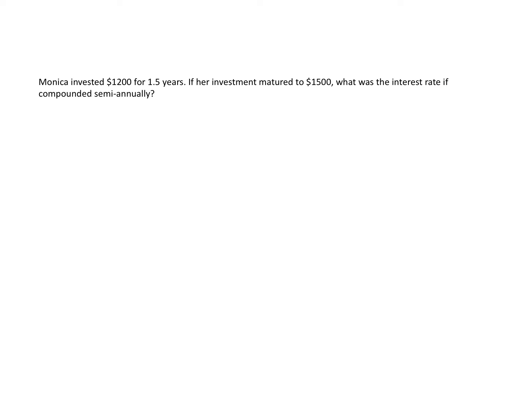Example 2. Monica's invested $1,200 and it matures to $1,500. She's invested for 1.5 years. Her money's been invested semi-annually, so we need to take the 1.5 times it by 2 to get 3. And again, semi-annually is twice a year.